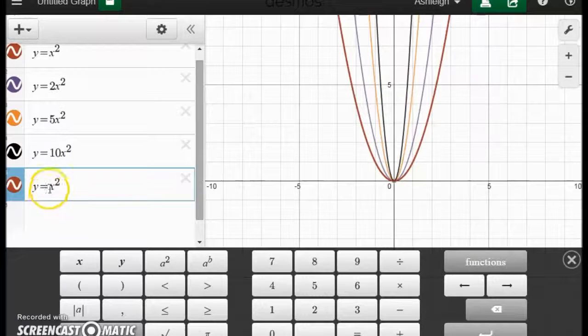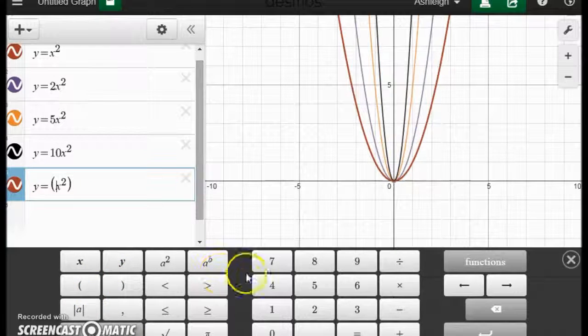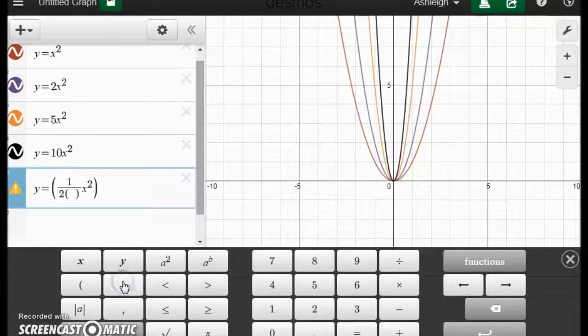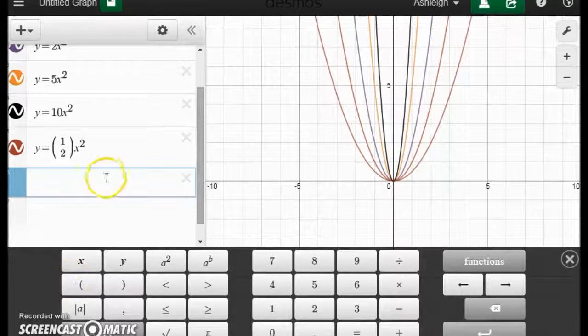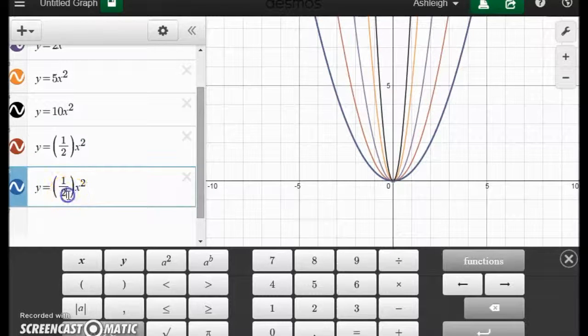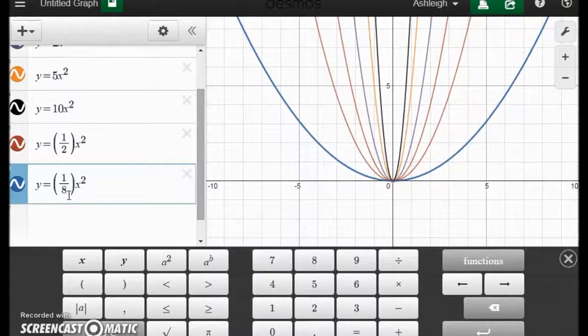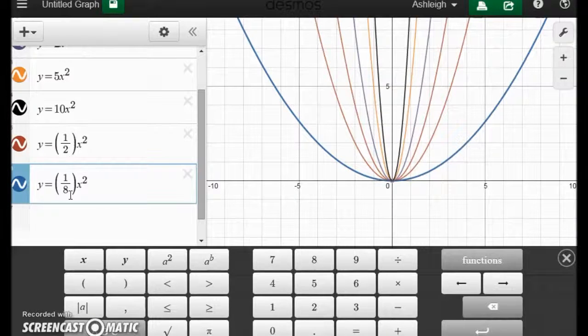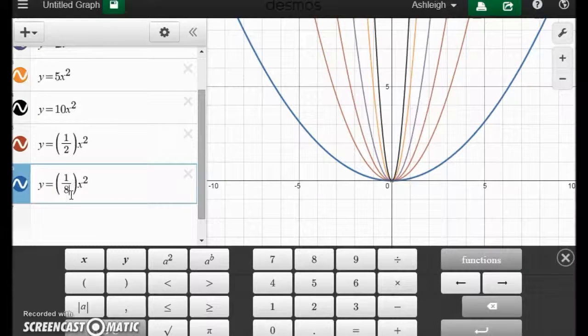Let's do the opposite. Let's do 1/2, 1 divided by 2 out in front. So that one went out. Let's see if we make it 1/8. What happens? So this we call a vertical shrink or stretch. When we use numbers greater than 1, they don't have to be whole numbers, it stretches vertically. When we use numbers less than 1, it shrinks vertically.